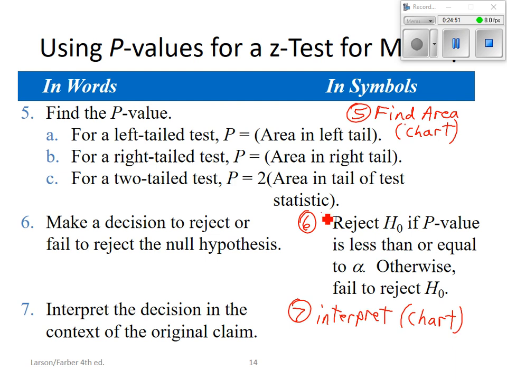Number 6 is where you compare your p-value to your alpha.